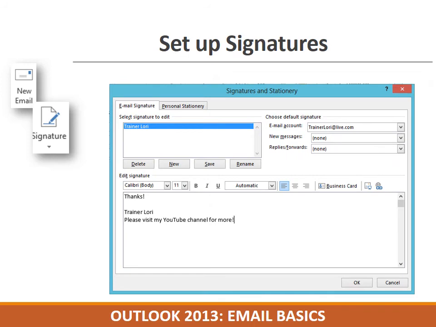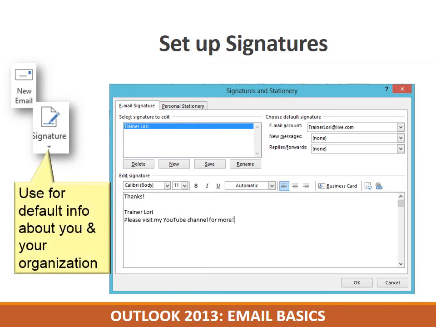Another thing that you might want to do when you first get your email is to set up a signature. And this puts in information about you and your organization every time you send an email. So just create a new email, and one of your options is signature. Click the drop down and you can create a new signature. First give it a name, and then you can put in the kind of information that you want people to see at the bottom of all of your emails.